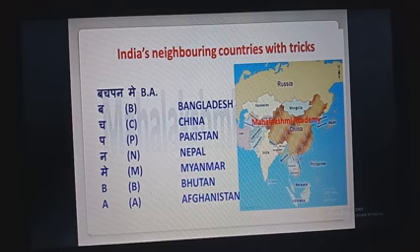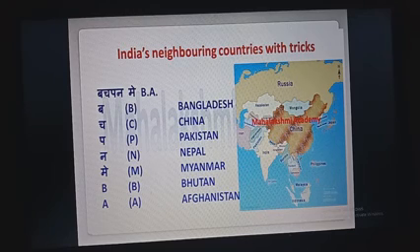15,106.7 kilometers and a coastline of 7,516 kilometers, including island territories. Neighboring countries of India include Afghanistan and Pakistan in the northwest, then China, Bhutan and Nepal in the north, then Bangladesh in the east and Myanmar in the far east, and with a sea border, Sri Lanka in the southeast and Maldives in the southwest.